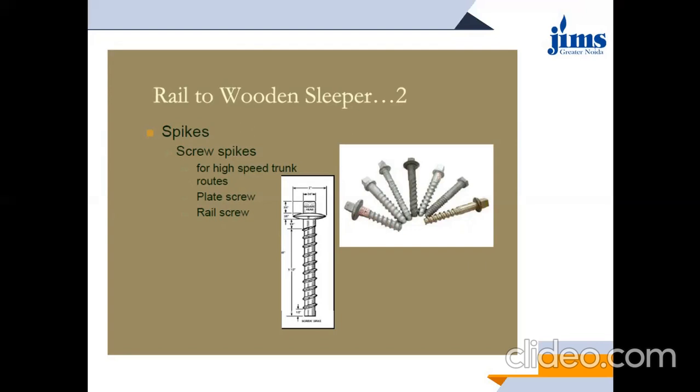Okay. Now these screw spikes are more suitable for high-speed trunk routes. They make use of plate screws, so that the fixing can be easily done. Then there is one more type of screw, that is the rail screw, which can be directly fitted into the flat-footed rail itself. Basically, the foot of the rail.